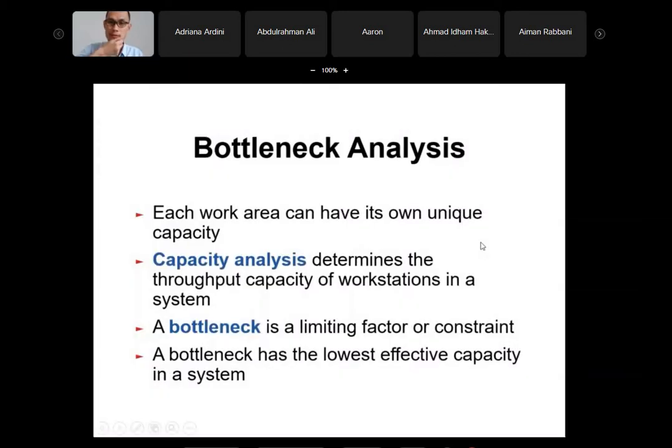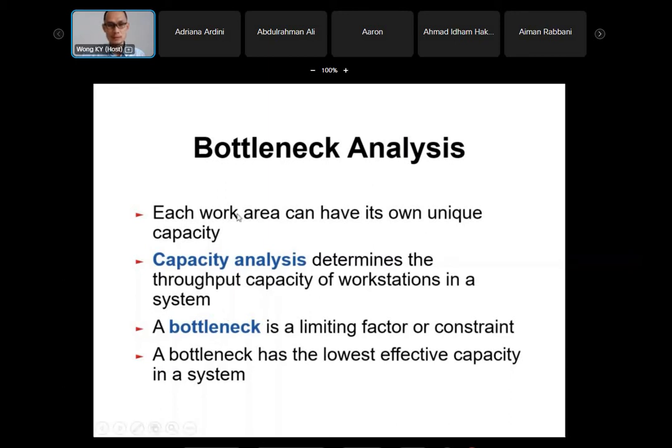Okay, so now we move on to analysis. Capacity analysis. There are many types of capacity analysis. The first one you will study is called bottleneck analysis. Bottleneck analysis is a kind of analysis that helps you to determine the throughput capacity of workstations in a system.